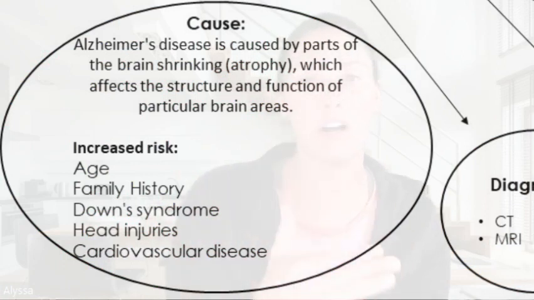Now, under the causes, let's have a peek at that. Once again, we still don't know what really causes dementia and Alzheimer's disease. What happens is parts of the brain start shrinking, which does affect the structure and function of the brain areas. People have an increased risk when they get older, as it comes with age. If they have a family history, a head injury, cardiovascular disease, or Down syndrome, they're more likely to develop dementia.